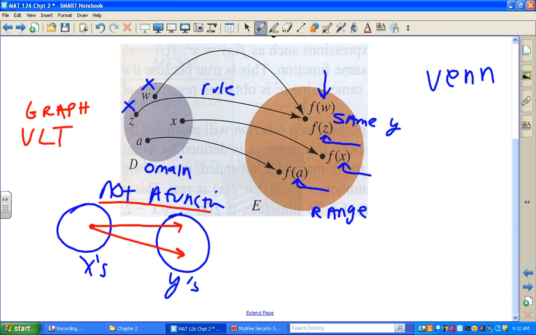In calculus, we don't like to work a lot with things that aren't functions. We can, but we don't like to. We like to have things that are functions. So there it passed the vertical line test. What other tests are there? Do you remember?